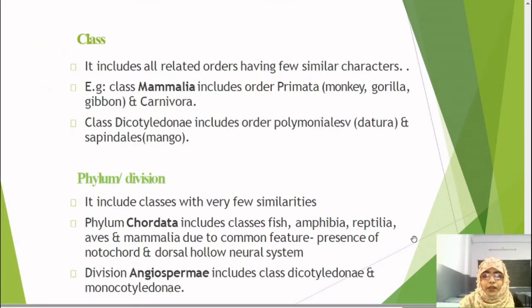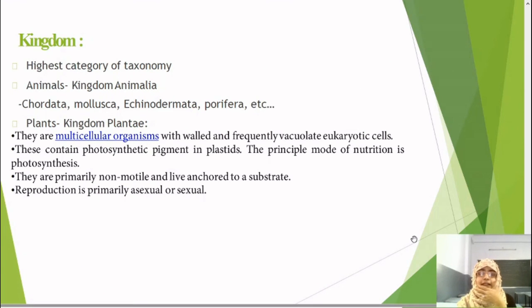And one more, I'll give you one more definition. Why did I say phylum or division? Phylum is used for animals, whereas division is used for plants. I forgot to tell you about that. The word phylum is given for the division of animals, whereas the word division is given for the division of plants. Okay. So next, coming to kingdom, the highest category of taxonomy.